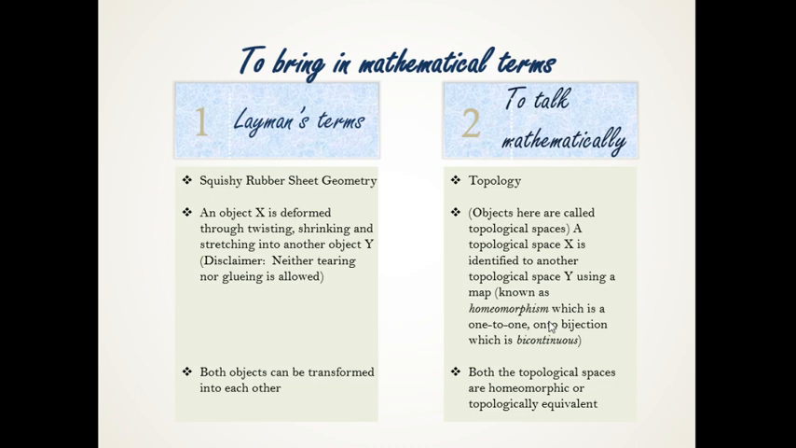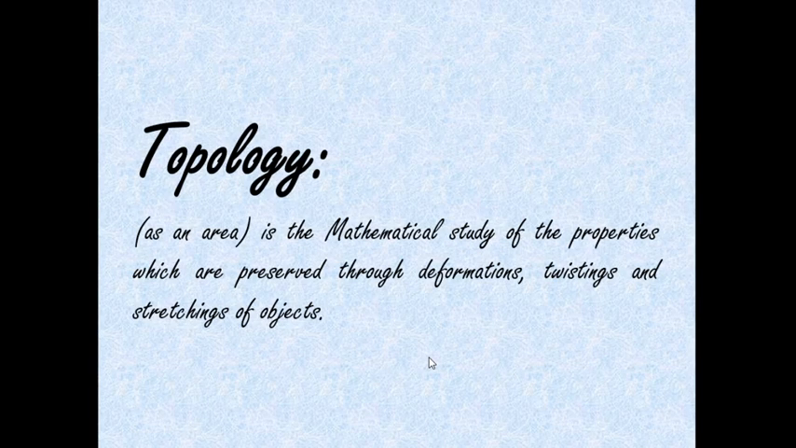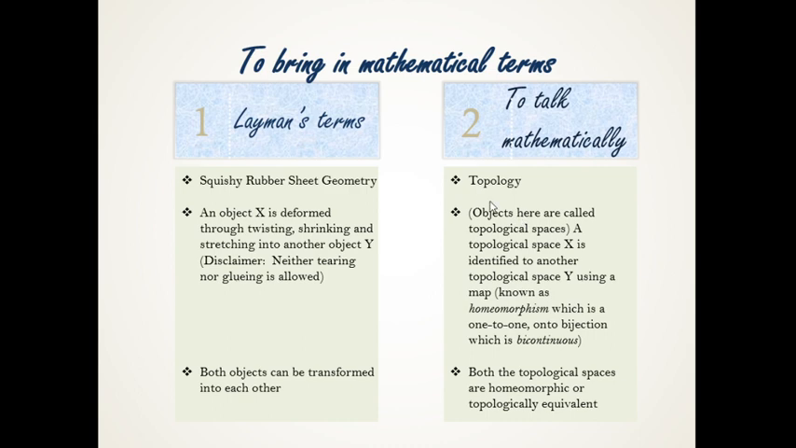Just to give an intro to what a homeomorphism is, it is nothing but a one-one onto map, that is a bijection, which is bicontinuous. Don't bother about the terms which are new to you, because a topological space is new to you, a homeomorphism is new to you, and also bicontinuous is new to you. As we study topology, we'll come to know them better. And the third thing: for a common man, both objects can be transformed into one another. For a mathematician or a topologist, a person who studies topology, both the topological spaces are called homeomorphic or topologically equivalent.